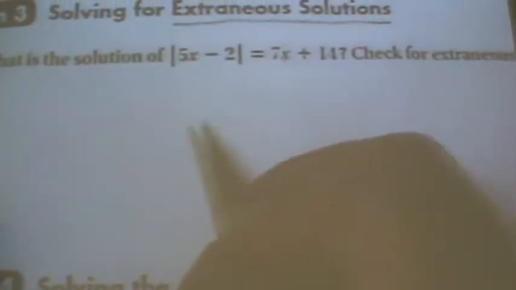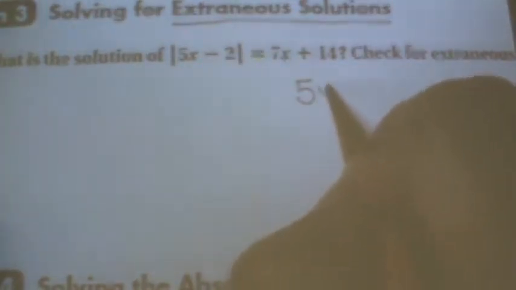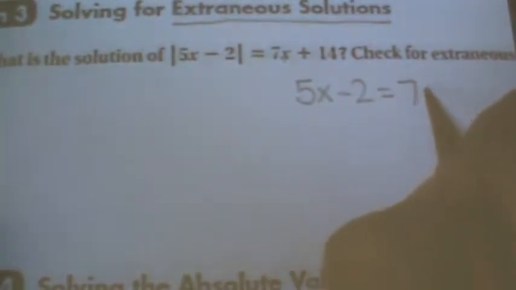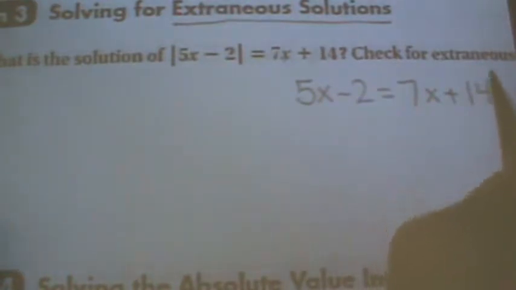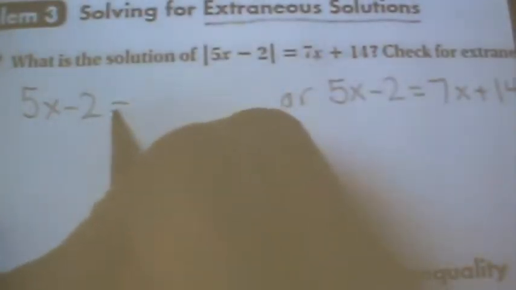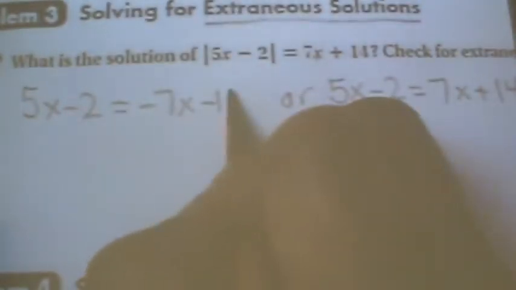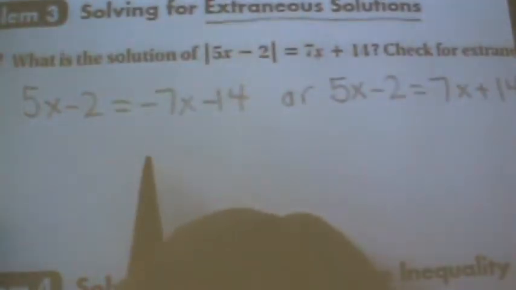Okay, what's wrong with this one? We did these already, but I thought it would be helpful to review this. This is when you have variables here and you're doing absolute value, you want to check for extraneous solutions. So what am I going to break this up into? I know 5x minus 2 equals 7x plus 14 is 1. What's the other equation? 5x minus 2 equals negative 7x minus 14, because you're going to distribute a negative 1 to that side.